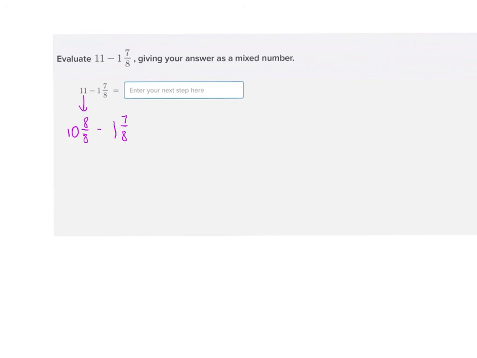Now I can just go ahead and do my subtraction. 10 minus 1 would give me 9. 8/8 minus 7/8 would give me 1/8.